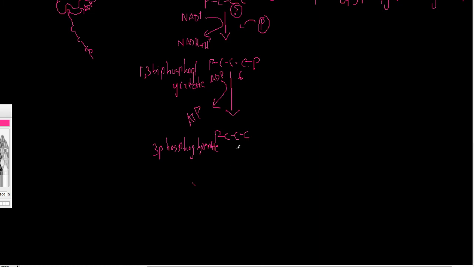So now in the next process, in the 7th process, this changes its shape and becomes 2-phosphoglycerate. Now I shouldn't be writing this, just let me write it. Phosphoglycerate. It's a good way to remember these names.